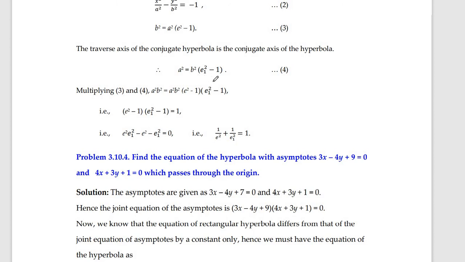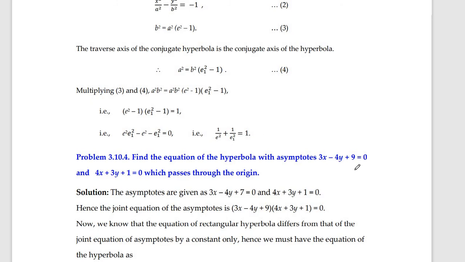So you have a square is equal to b square into e1 square minus 1, and multiplying 3 and 4 by a square b square, we have this. Then cancelling out your a square b square, you are left with this. Then multiplying, you can cancel out 1 and then divide throughout by the highest power. So that will give the required result: 1 by e square plus 1 by e1 square equal to 1.